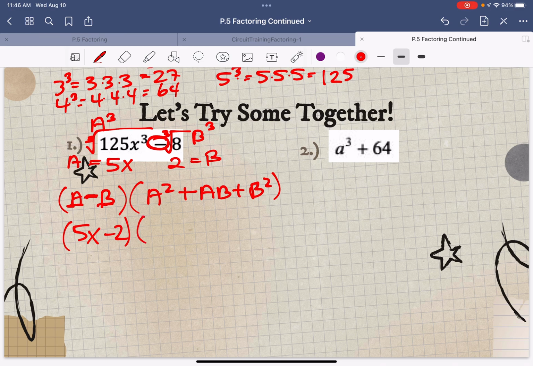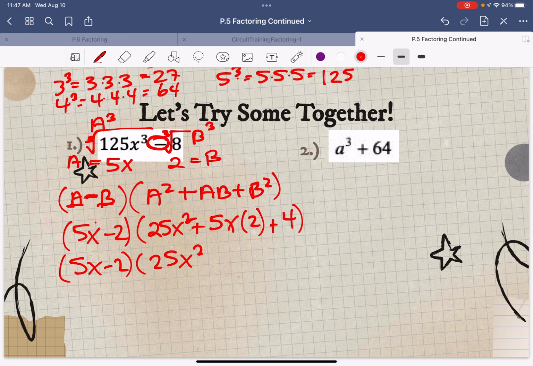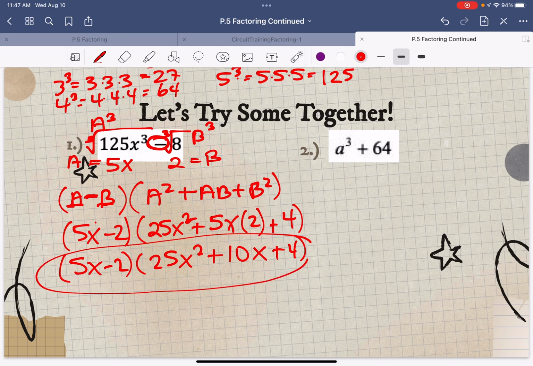But now I have a squared. If a is 5x, then a squared would be 25x squared, because I square the 5 and I square the x. So plus ab. I just write it and then I do math later. So 5x times 2. And then plus b squared. If b is 2, b squared is 4. I'm just going to do that little math in the middle. So 5x times 2 would be 10x. And there is our factoring.